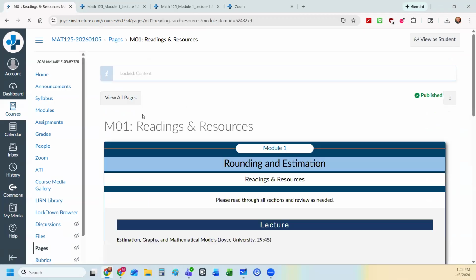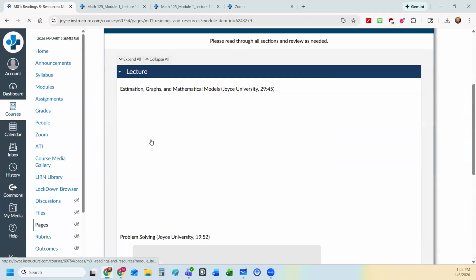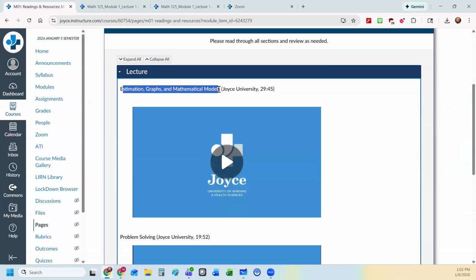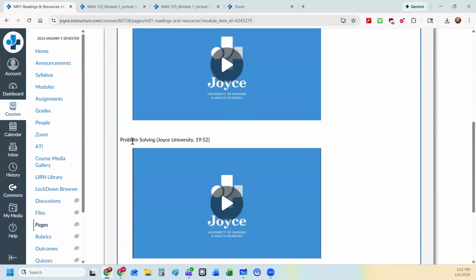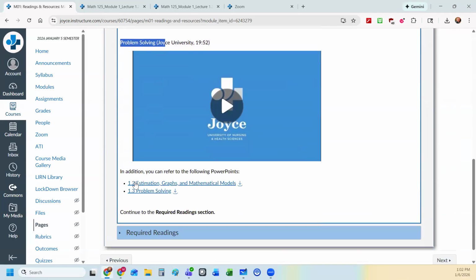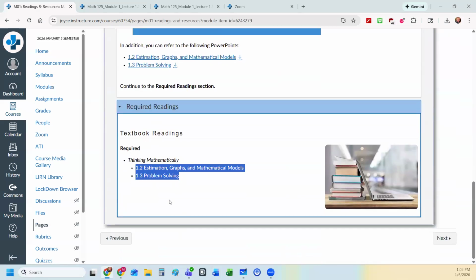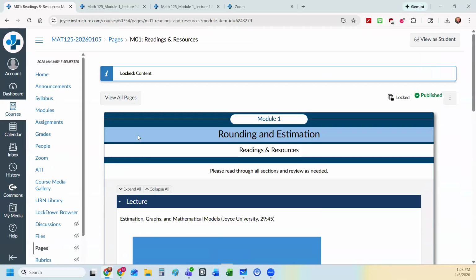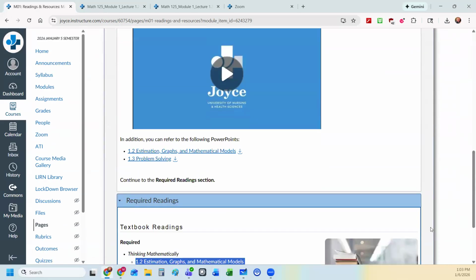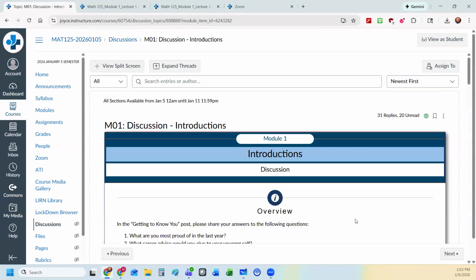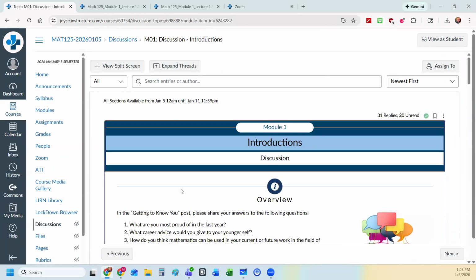Your readings are here. If we click on readings and resources, there's a couple of videos that are loaded up in here. The first one's for estimations, graphs, and mathematical models, and the other one's for problem solving. Right? And then below that, there are PowerPoints that you can access to look at some of the material. And then your required readings, you click here from the book. It just tells you what to read. In this case, sections 1.2 and 1.3. And if you click next down here, it'll take you to the next item in those modules. So in the next module, the next thing in here is those introductions. So I'm going to click back into modules and get out of here.